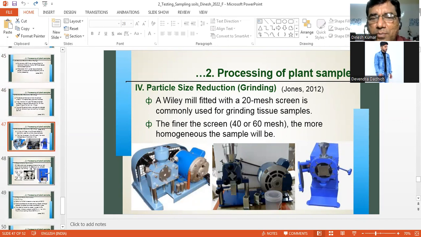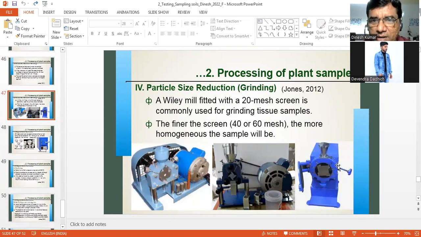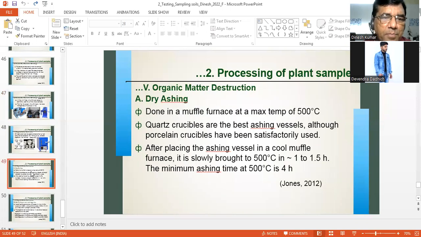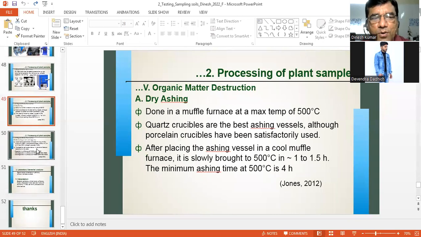You can do the weighing of the sample. These are different grinding machines, and sieving can be done. And then you can go for dry ashing. Dry ashing, as I discussed, is destruction of organic material at high temperature. You remove carbon, hydrogen, and oxygen by dry ashing, and then the nutrients are left. And then you can analyze the concentration of nutrient, and you already know the weight of the plant sample.